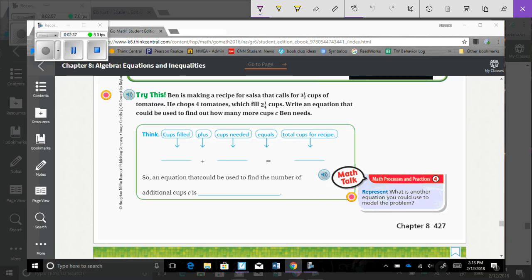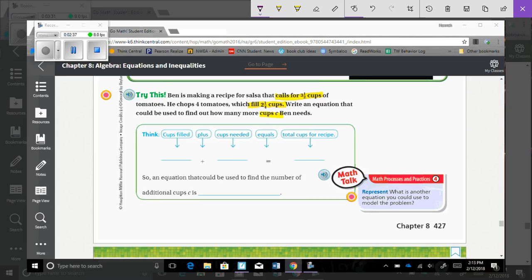So we got to think. First thing we're going to do is circle. I'm going to highlight because it's hard for you to see if I circle it. So the recipe calls for 3 1/2 cups. So when it's in recipes, when it says it calls for that, it's saying that's how much it needs. So you need 3 1/2 cups of tomatoes. He chops 4 tomatoes, which fills 2 1/4 cups. So he has 2 1/4 cups filled. Okay, we're going to find out how many more cups C, Ben needs.